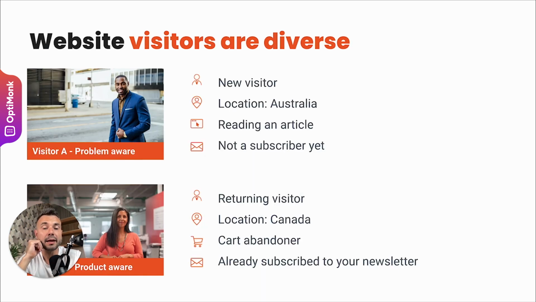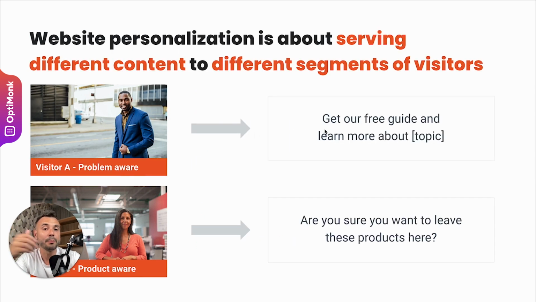As you've seen in the pop-up section, visitors are diverse. Each of your visitors is different. One of your visitors might be just in their problem-aware stage, reading an article and trying to find a solution for their problem, while another visitor might be a returning visitor who already knows your product. They know which is the right solution for them, and they have already subscribed to your newsletter. Of course, these two users will resonate with very different messages. The first one, the problem-aware, will probably resonate better with a "get a free guide and learn more about the topic" type of message, while the product-aware visitor will probably better respond to a nudge to finish the purchase.